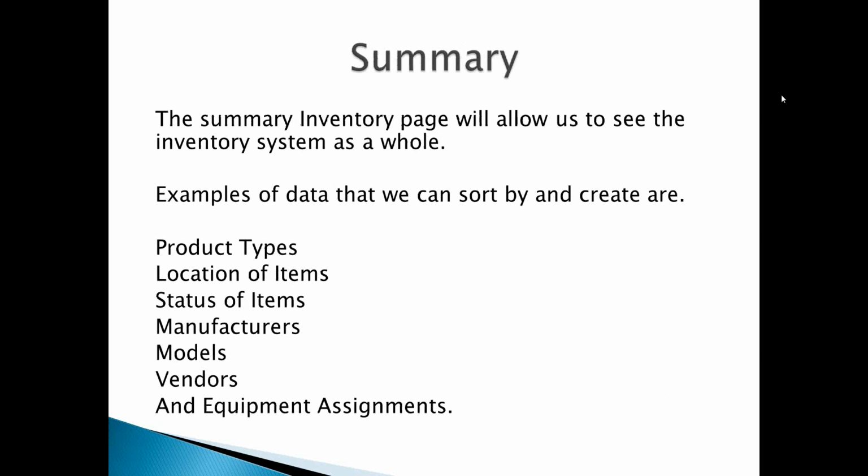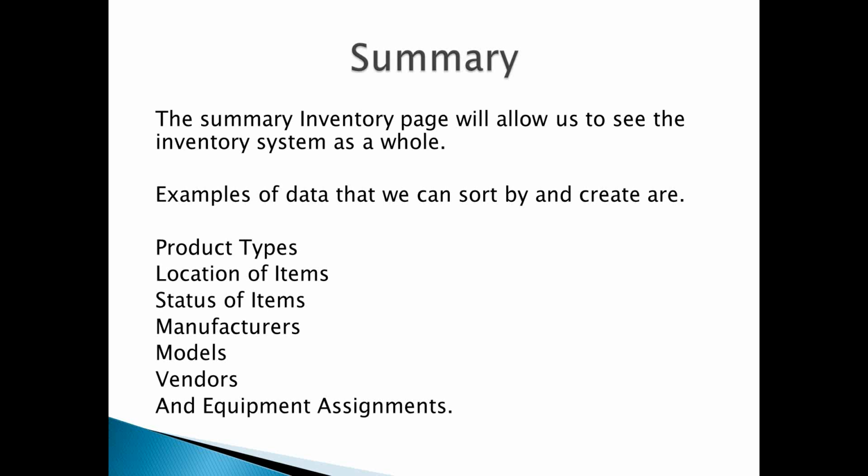Summary. So the summary inventory page will allow us to see the inventory system as a whole. Examples of data that we can sort by and create are product types, different locations of items, different statuses of items, manufacturers, models, vendors, and equipment assignments.